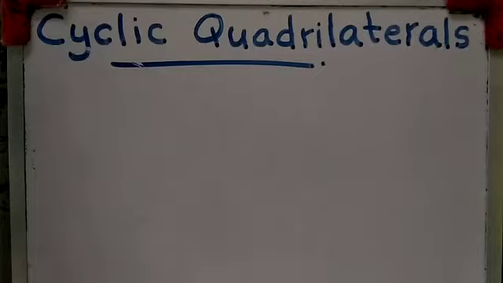There are four vertices for a quadrilateral and four sides. If all four vertices lie on a circle, we call that a cyclic quadrilateral. What is the meaning of cyclic quadrilateral? If all four vertices of a quadrilateral lie on the circle, we call it a cyclic quadrilateral. We'll go through an example.